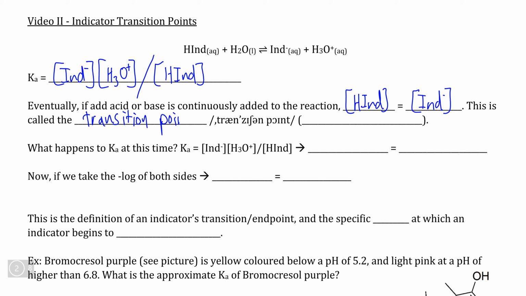And transition points are very important for understanding acid-base chemistry. Now, if the acid and base forms of the indicator exist in equal concentration, something very interesting happens to Ka. If we consider our Ka formula, because we have the concentration of the base form divided by the concentration of the acid form, if they are equal, these two can cancel each other out, meaning that Ka at this one point is equal to the concentration of H3O+.